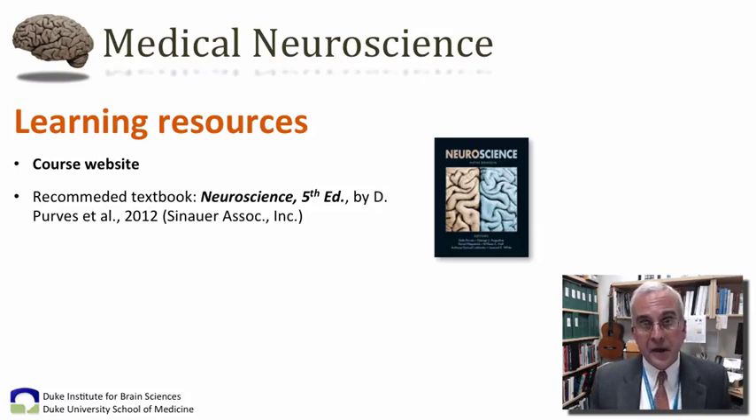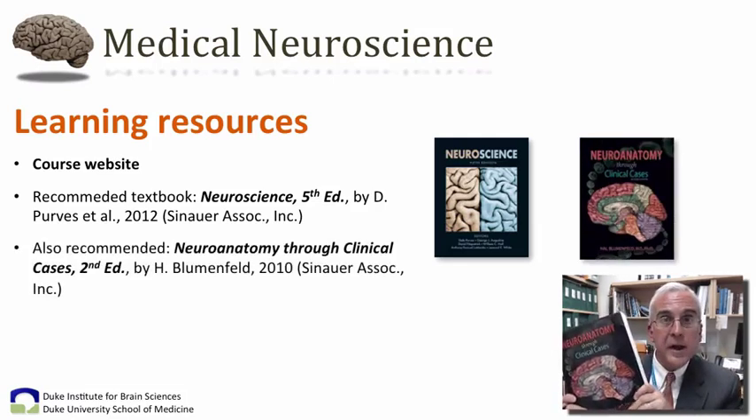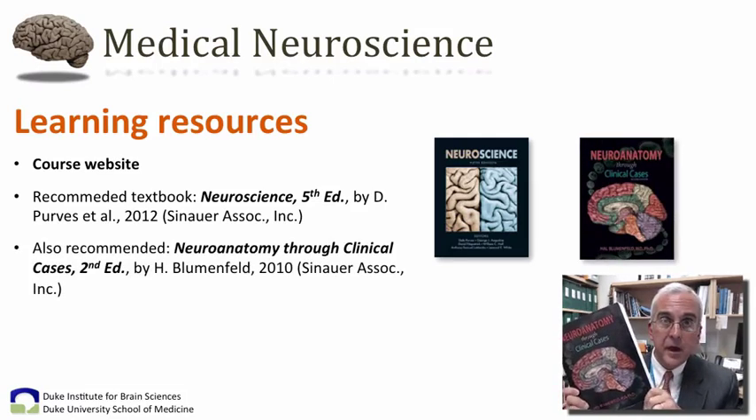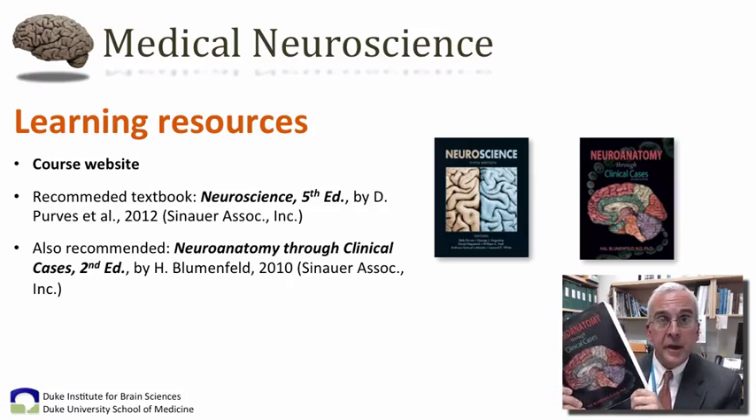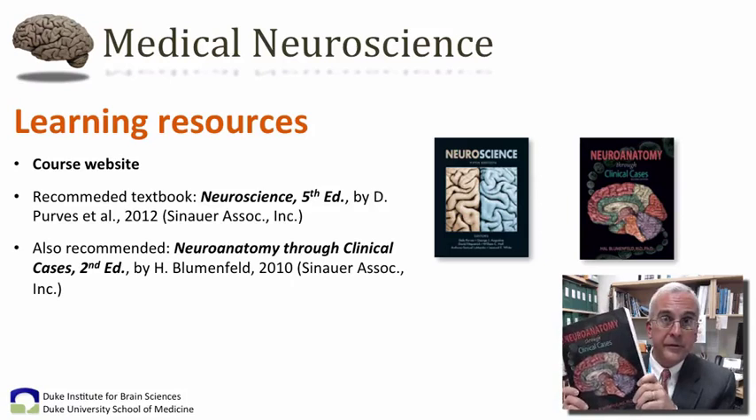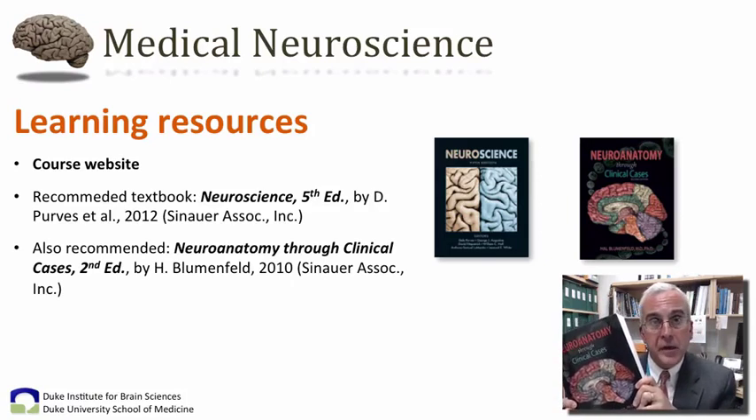Now, there's another fantastic learning resource that I want to commend to you. I will not be suggesting readings from this book, but I want you to know that this book is out there. It's called Neuroanatomy Through Clinical Cases by Dr. Hal Blumenfeld, who's a neurologist at Yale University, and this book is just a fantastic compendium of knowledge about human neuroanatomy and how that knowledge can be applied to studies of clinical neurology.